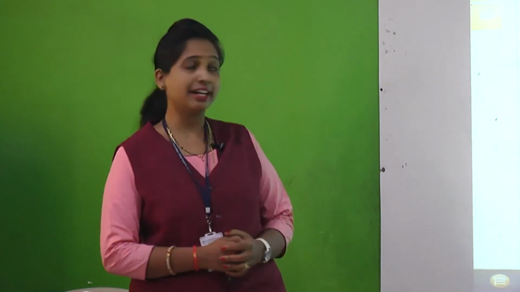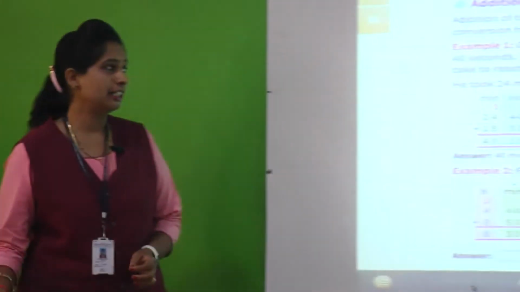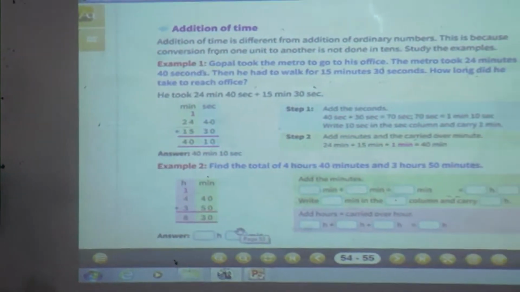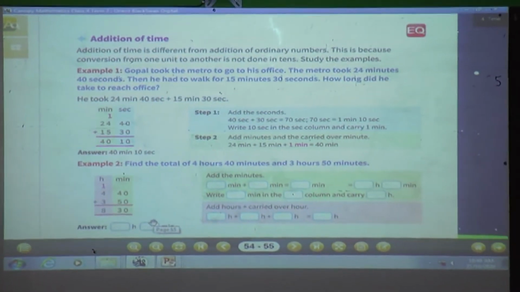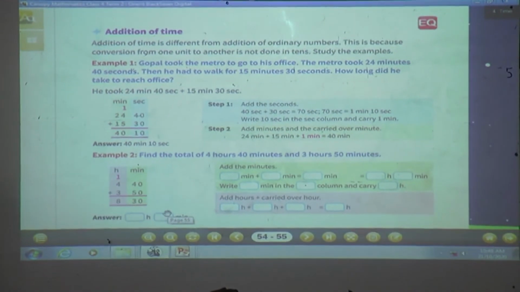What we have solved in our last session? Yes, we have completed exercise 4.4. Now today we are going to start one new term, that is addition of time. Okay, we will start. See, addition of time is different from addition of ordinary numbers.